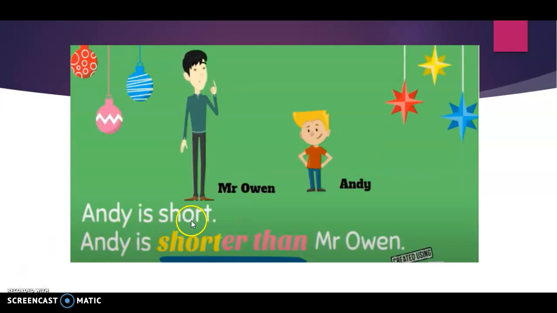Andy is short. Andy is shorter than Mr. Owen. Again, we have another adjective, but at the end we find the same letters, ER, and we find again the word than in front of Mr. Owen.